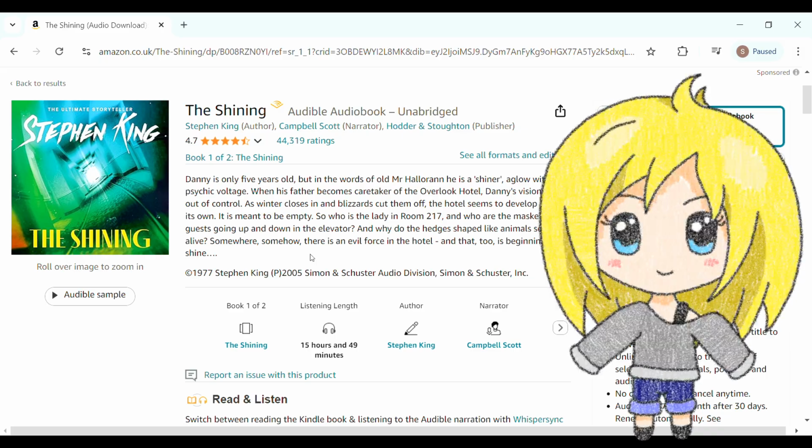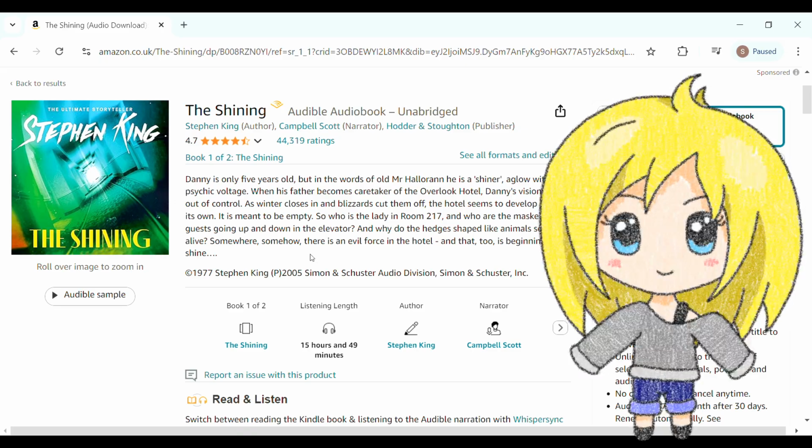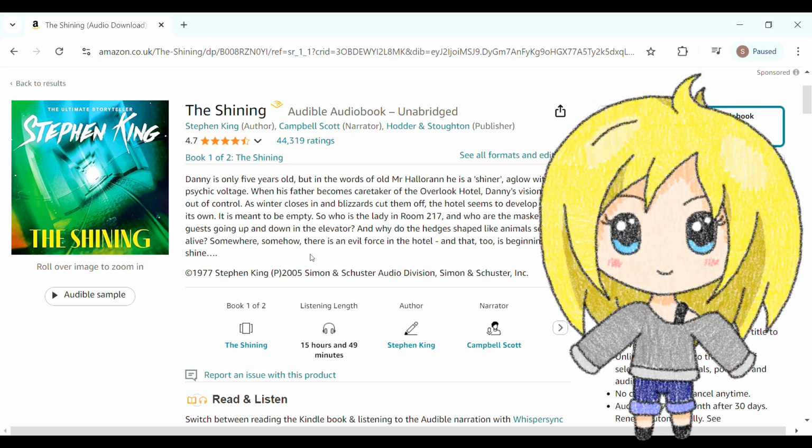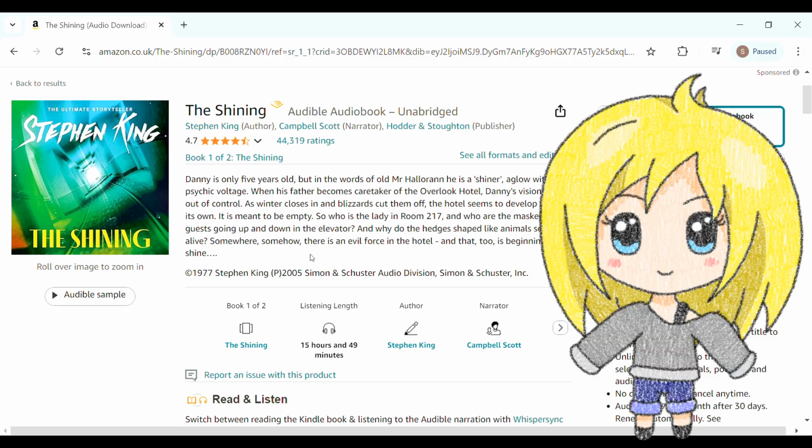When his father becomes caretaker of the Overlook Hotel, Danny's visions grow out of control. As winter closes in and blizzards cut them off, the hotel seems to develop a life of its own. It is meant to be empty. So who is the lady in room 217? And who are the masked guests going up and down in the elevator? And why do the hedges shaped like animals seem so alive? Somewhere, somehow, there is an evil force in this hotel. And that, too, is beginning to shine.